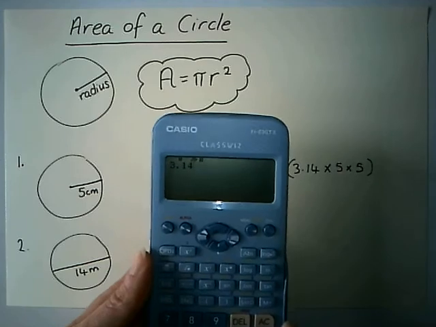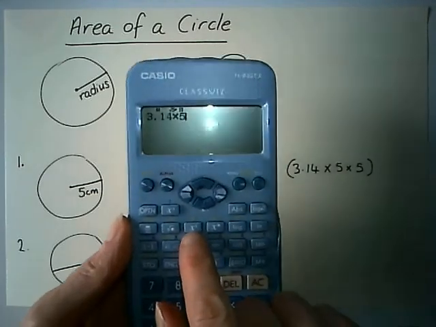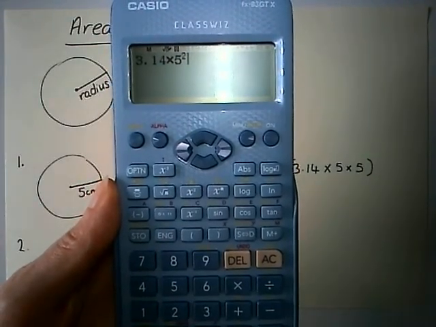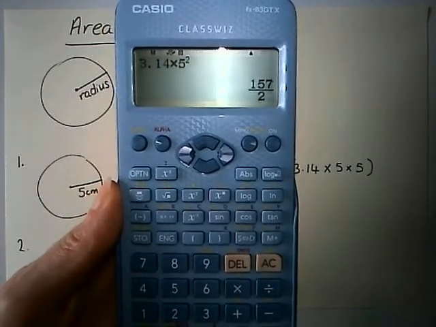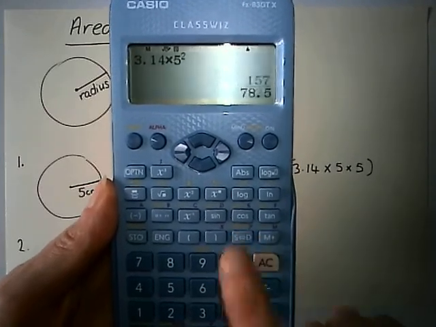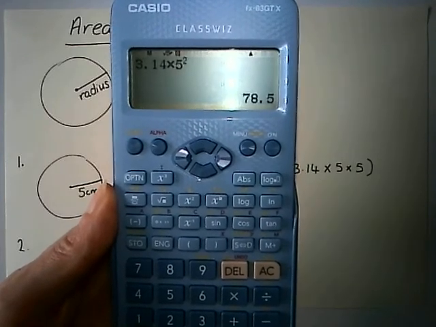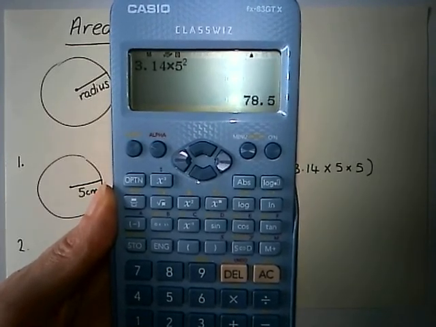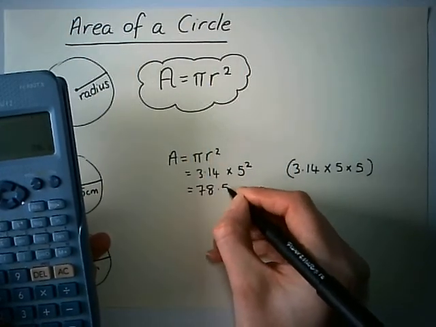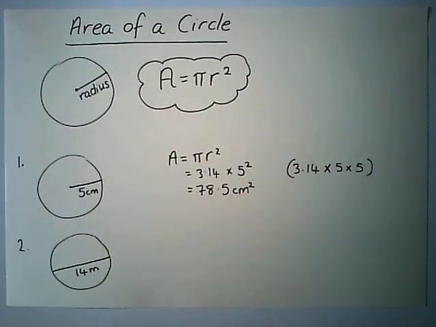Okay, so I'm typing in 3.14 times 5 and then there's an x squared button here. So we hit that. And if you get a fraction, you'll have a button that says SD on it. Type that and it will change it into a decimal for you. So the answer is 78.5. Now it's area, so the units will be squared, so centimetres squared.